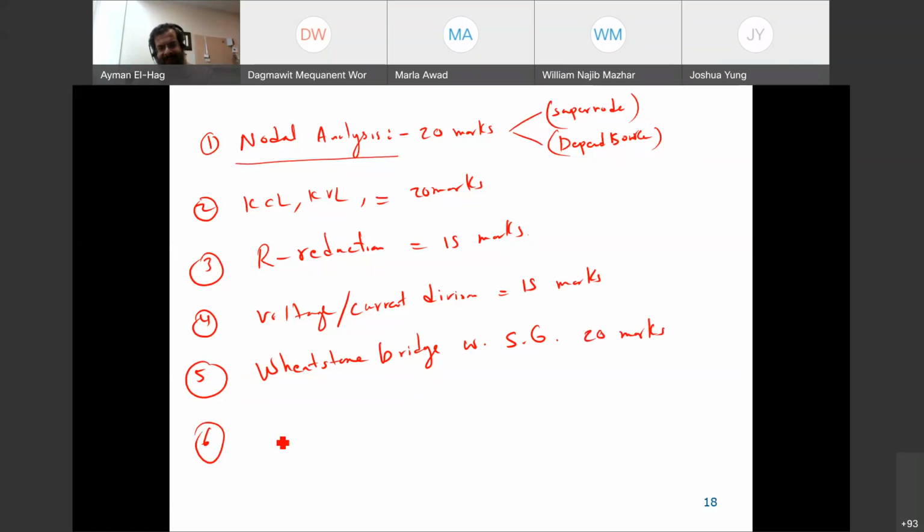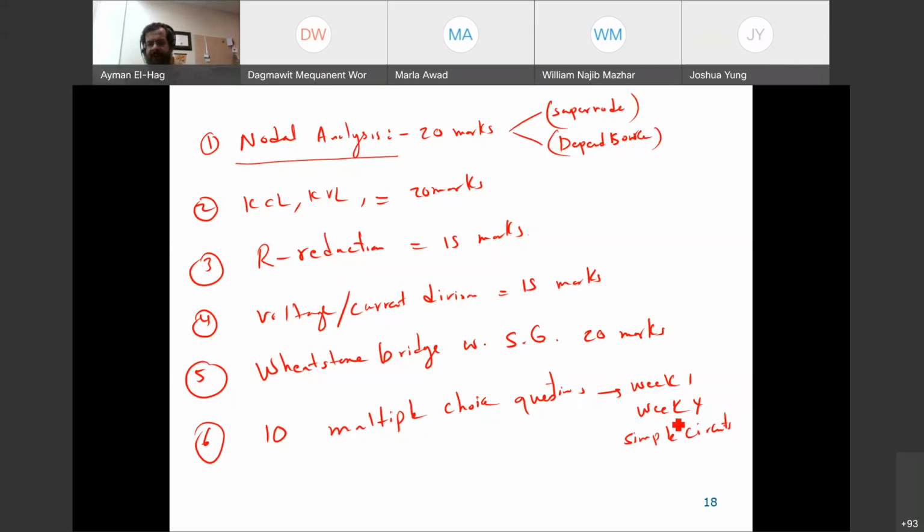Last but not least, you will have 10 multiple choice questions, and this will come from week 1 and week 4, and maybe very, very simple circuits, like one loop or something. This is very, very trivial circuits. Okay, so this 10 multiple choice, each one is 1 mark, so this will become 10 marks. So you'll have 100%. So this will be your midterm.